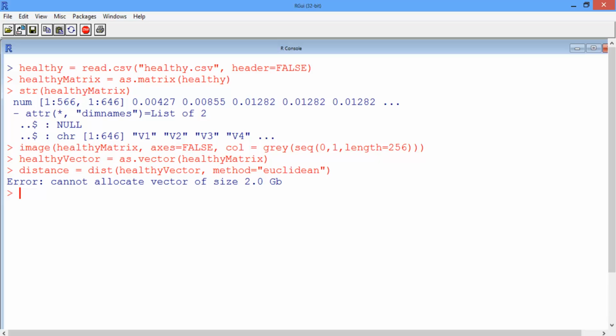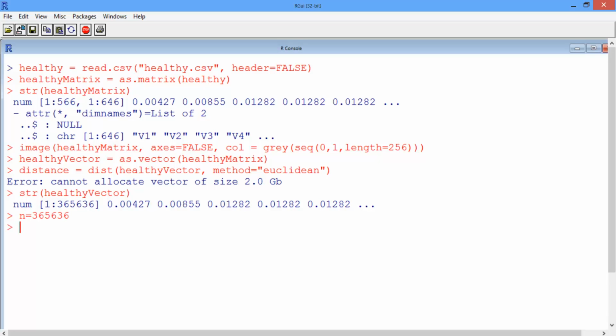Oh, R gives us an error that seems to tell us that our vector is huge and R cannot allocate enough memory. Well, let us see how big is our vector. So, we're going to go and use the structure function over the healthy vector, and let's see what we obtain. The healthy vector has 365,636 elements. Let's call this number n.